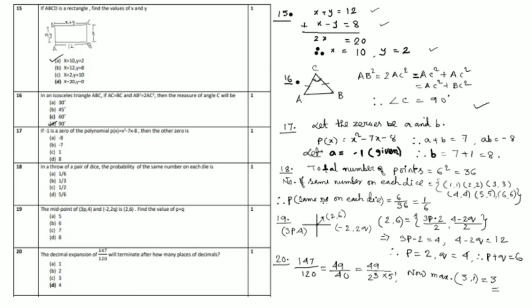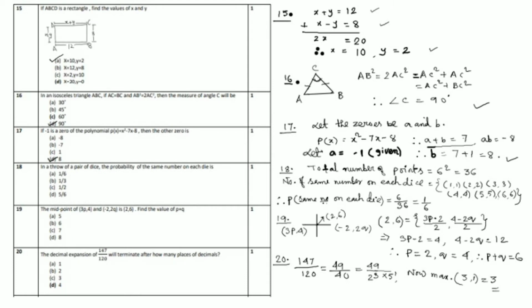Okay. Now suppose a, means one of the 0, is equal to minus 1. Here it is given one of the 0 is equal to minus 1. Therefore, from this equation obviously b will be 7 plus 1, because a is equal to minus 1, 7 plus 1 is equal to 8. Okay. So other 0 is equal to 8. So option D will be right.